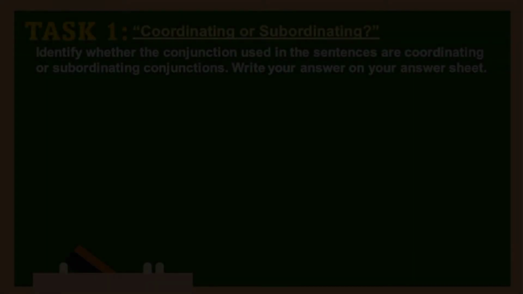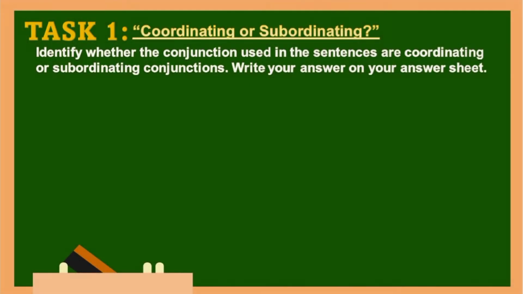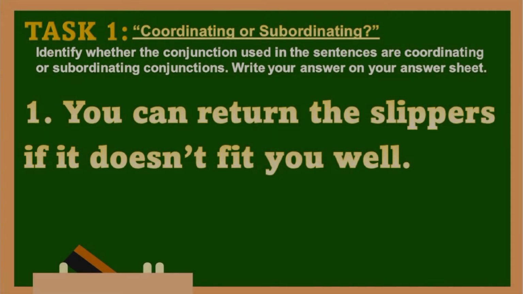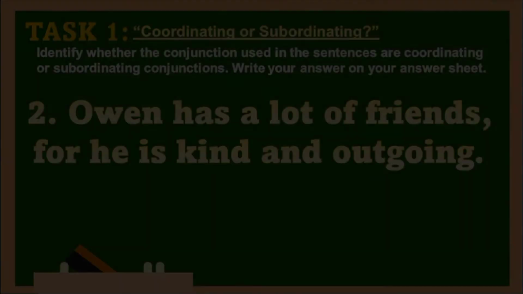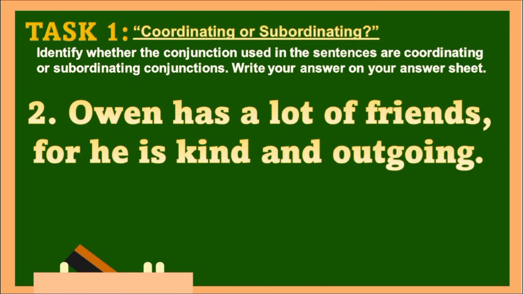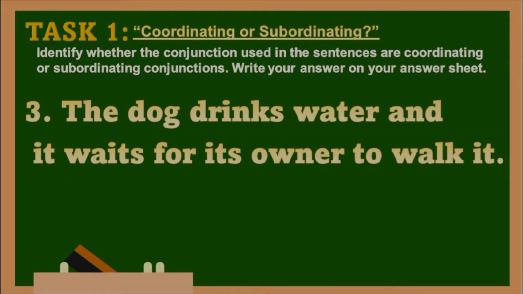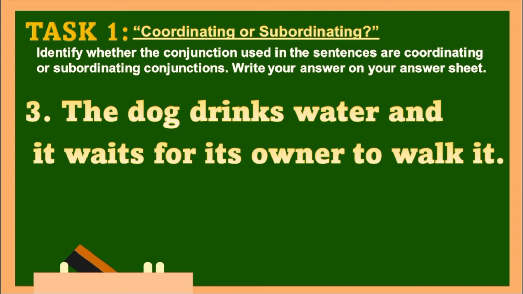Have you taken note of the proper purposes of our different conjunctions? Great! Prepare your pen and paper. Let us try to answer some practice tasks. For task 1, you will identify whether the conjunctions used in the sentences are coordinating or subordinating conjunctions. Number 1. You can return the slippers if it doesn't fit you well. Number 2. Owen has a lot of friends for he is kind and outgoing. Number 3. The dog drinks water and it waits for its owner to walk it.